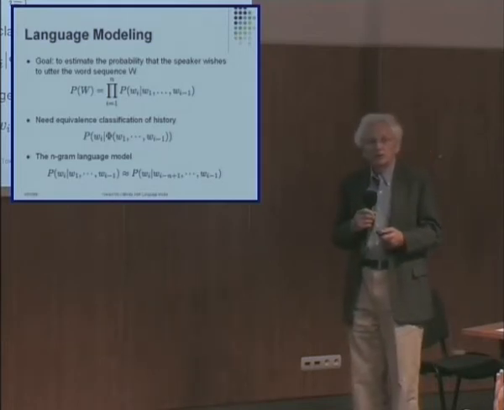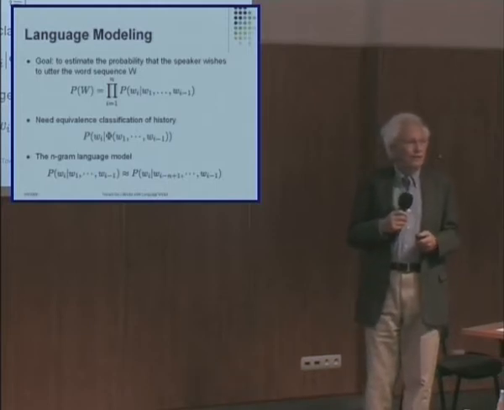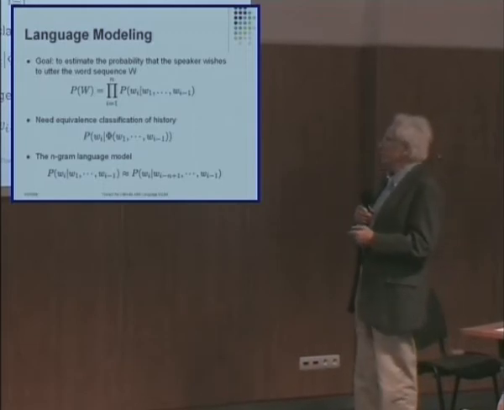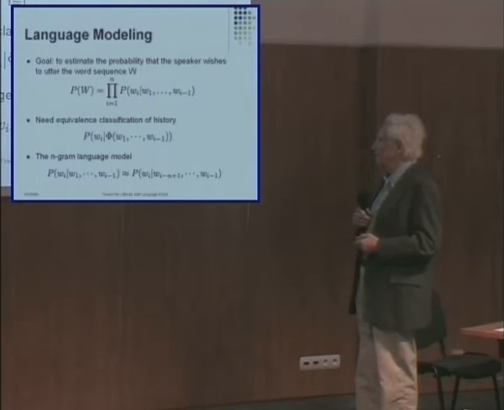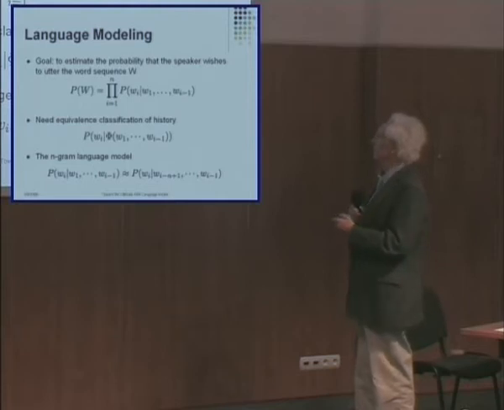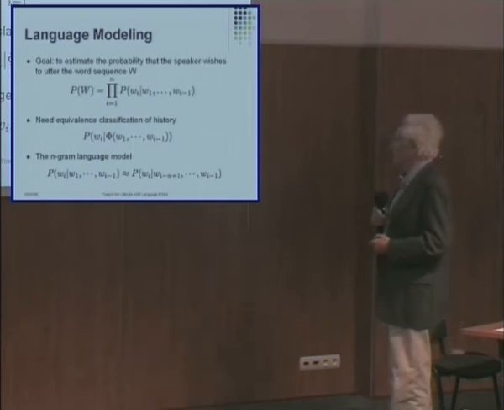And in all commercial systems and most systems that compete for the quality of speech recognition, this probability is modeled by an n-gram language model, namely this equivalence class is the same provided the last n words are the same as anywhere else. What I'm trying to say is that we don't look at the infinite past, we just look at the past that is n minus one words long.